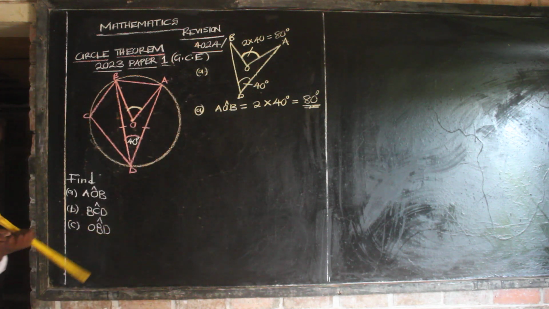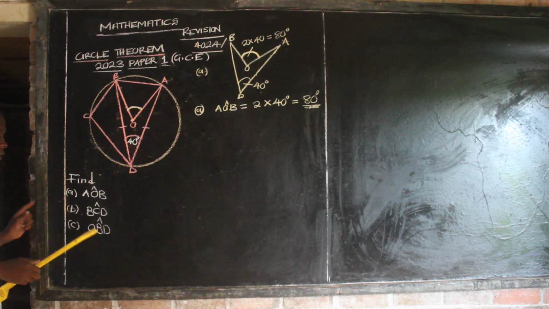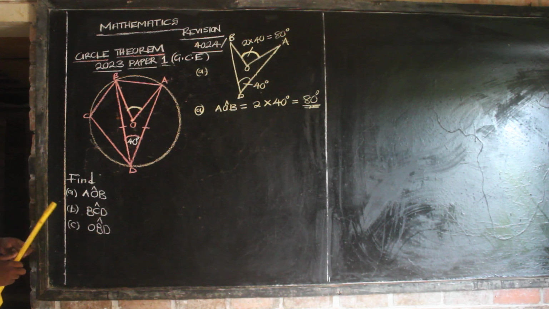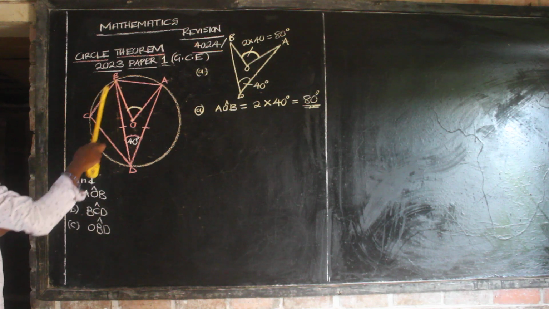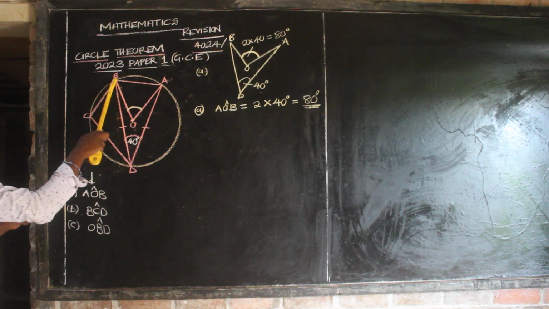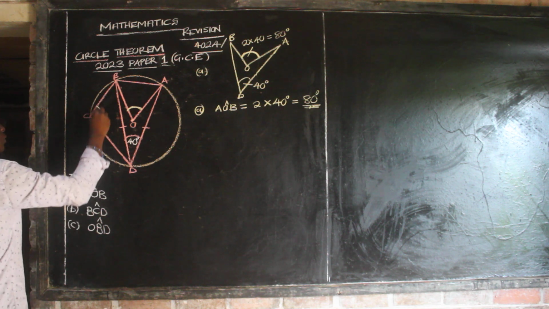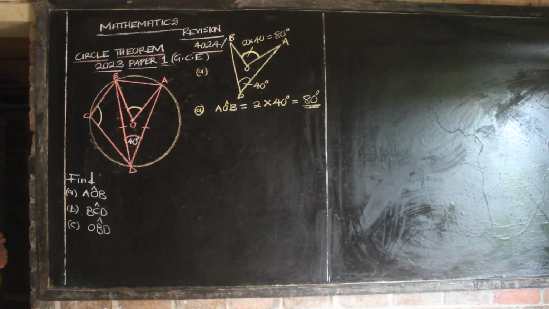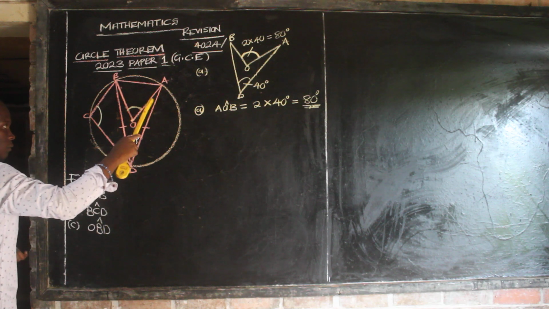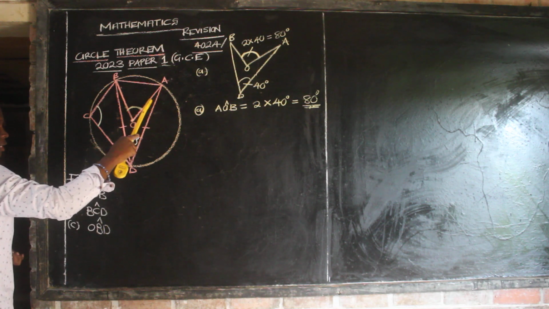So now let's look at question B. Question B, they want us to find angle BCD. Where is B? BCD. So they want us to find this angle. This is the angle they want us to find. So now, for us to find this angle, first and foremost, we're going to find this angle.